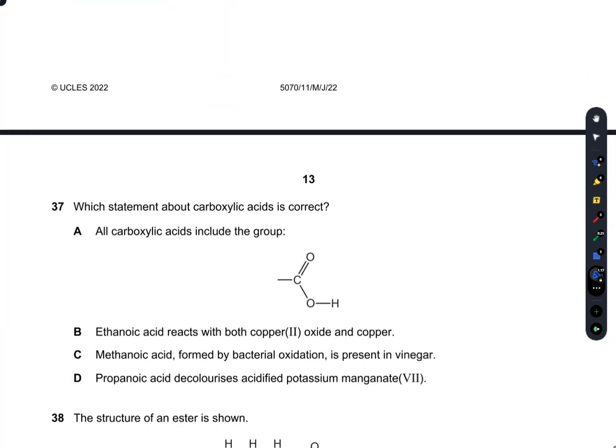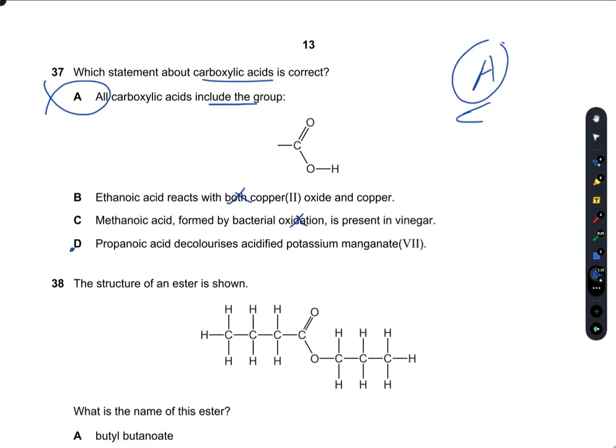Which statement about the carboxylic acids is correct? All carboxylic acids include a group COOH. Yes, they do. And this is the right option. Ethanoic acid reacts with both copper oxide and copper. No. Methanoic acid formed by bacterial oxidation is present in vinegar. No. Propanoic acid decolorizes acidified potassium manganate. I'm not sure about this one, but I know A is true for all carboxylic acids.